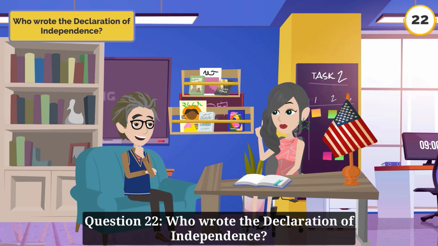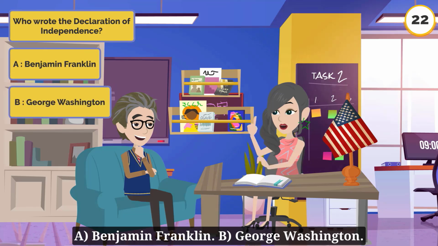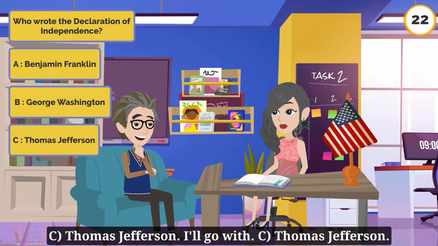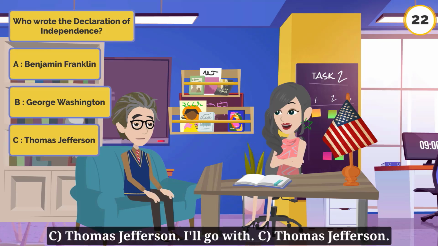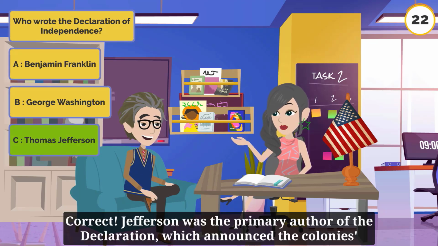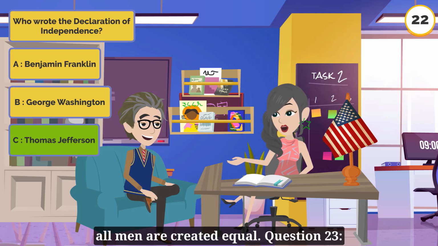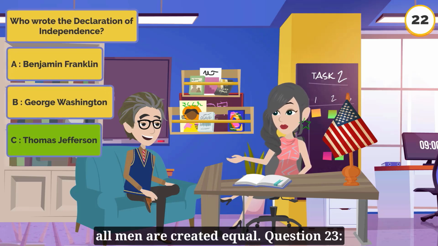Question 22. Who wrote the Declaration of Independence? A. Benjamin Franklin. B. George Washington. C. Thomas Jefferson. I'll go with C. Thomas Jefferson. Correct. Jefferson was the primary author of the Declaration, which announced the colony's independence from Great Britain in 1776. It's a powerful statement of human rights, declaring all men are created equal.